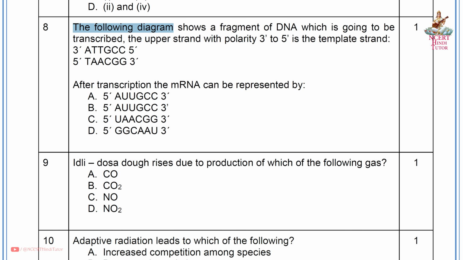Question 8. The following diagram shows a fragment of DNA which is going to be transcribed. The upper strand with the polarity 3 to 5 is the template strand. After transcription, the mRNA can be represented by, answer C, 5' UAA-CGG 3'. Question 9. Idli dosa dough rises due to production of which of the following gas? Answer B, CO2, that is carbon dioxide.